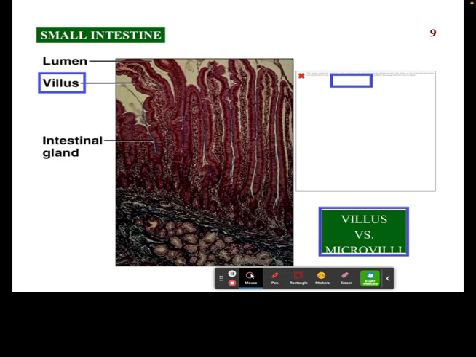Here's another image of that. Again, you can see here is the villus, and then this white background is the lumen, or the opening through the small intestine where the food will be traveling.